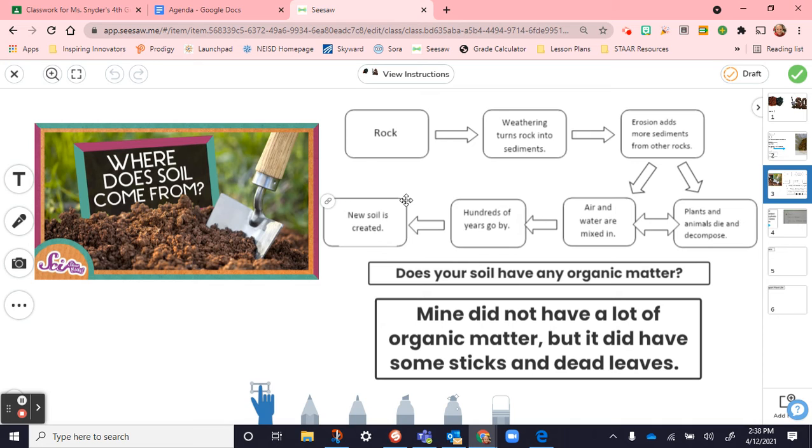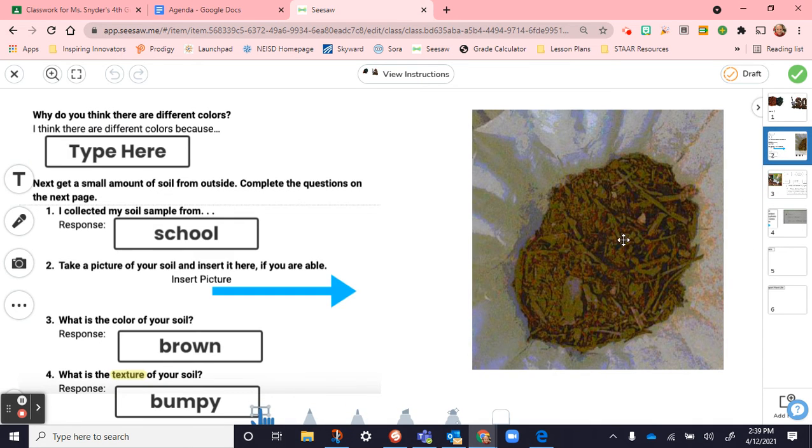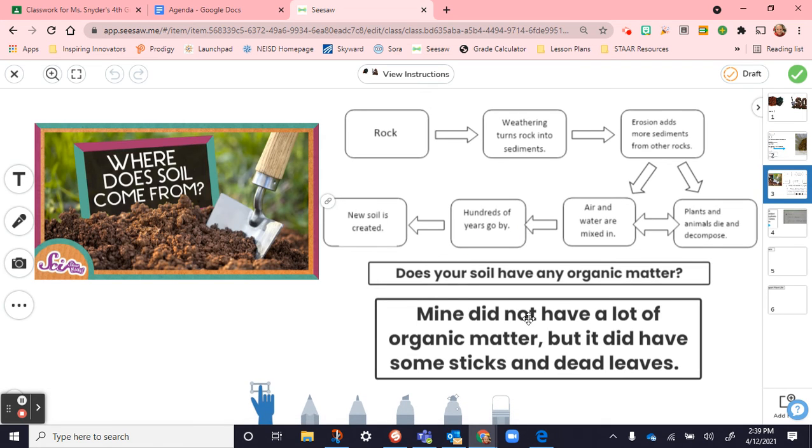We looked back at ours, and in the video it talks about organic matter. These things that are being added in, whether it's a plant or an animal, you can tell if your soil is really rich in organic matter. You can look at this one, it's a very dark color. Mine is kind of dark in the picture, but mine was a dull brown color. You could tell it really didn't have a lot of organic matter in it, but it did have some sticks and dead leaves mixed in with it. So I did count that.